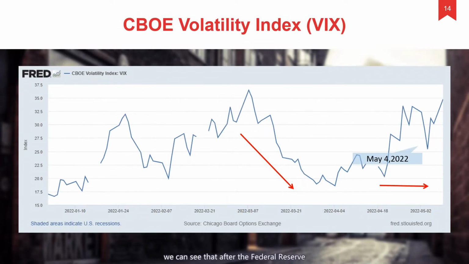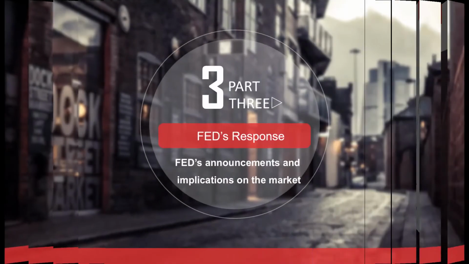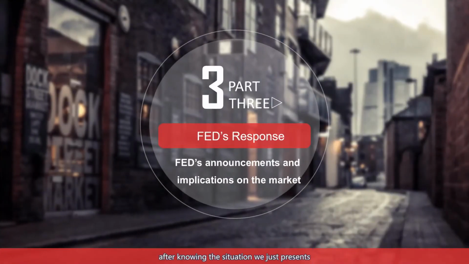We can see that after the Federal Reserve decided to raise the interest rate by 50 basis points on May 4, the VIX rose and became greater than 30, and it generally led to large volatility resulting from increased uncertainty, risk, and investors' fear.